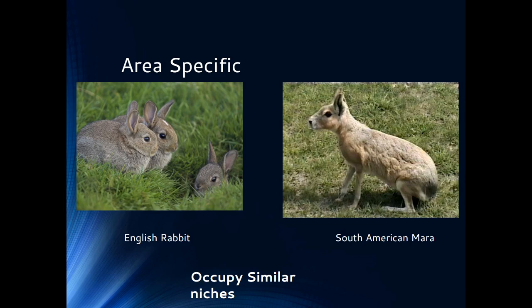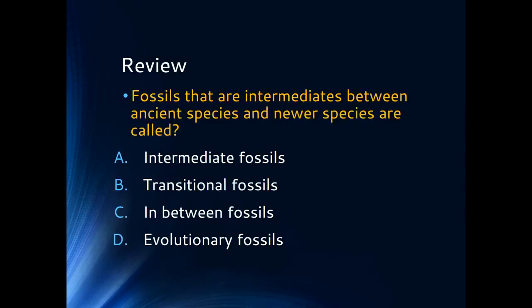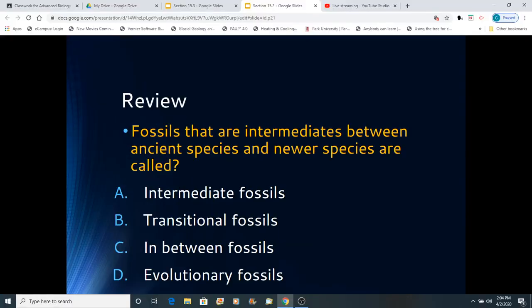Okay, I think the South American mara is actually a marsupial as compared to the English rabbit, which is a mammal. So some big differences there. So again, they occupy similar niches. They have developed similar attributes and qualities about themselves. And that's pretty much it for the 15.2.